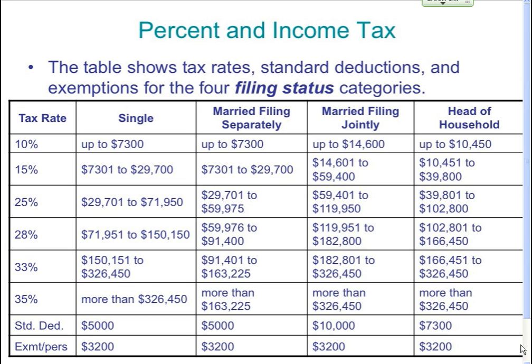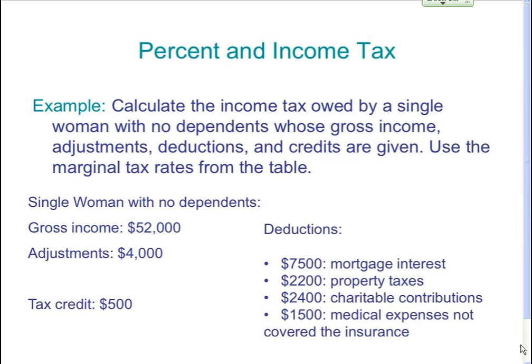Okay, so suppose we want to calculate the income tax owed by a single woman with no dependents, whose gross income, adjustments, deductions, and credits are given. So we have the gross, we've got adjustments, we've got deductions, and we've got a tax credit of $500.